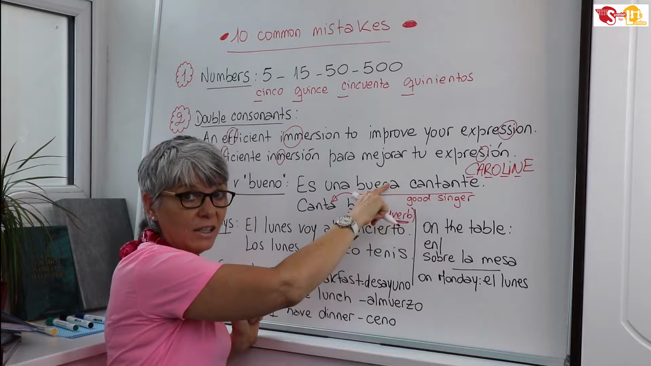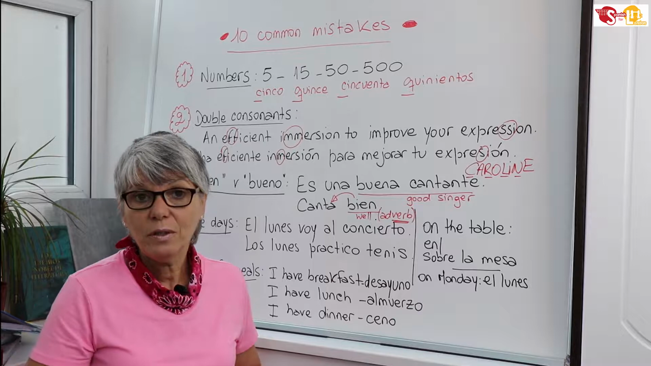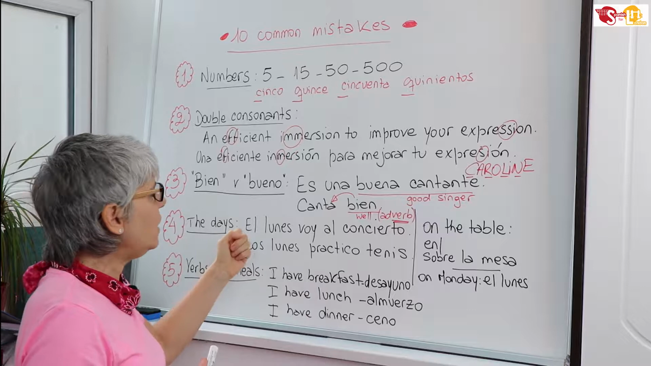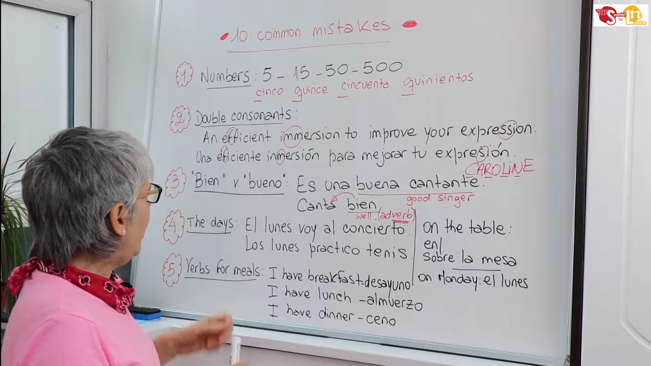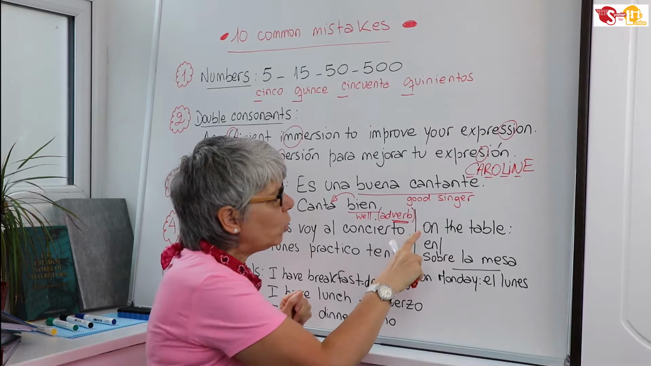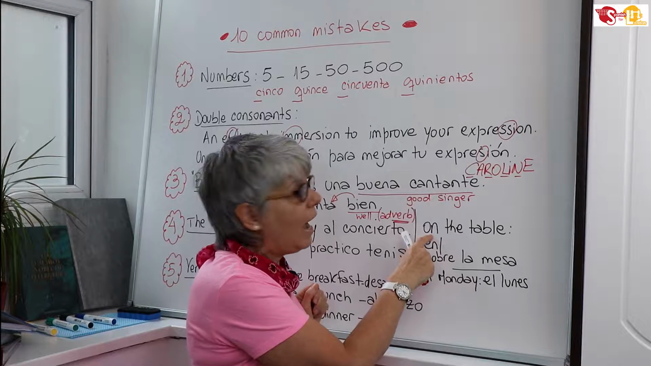Okay, number four, the days of the week. It's very, very frequent to hear students saying, en lunes voy al concierto. Wrong. You have to say, el lunes voy al concierto. What happens is that in English we say on Monday, and you probably know that on could be translated as en. When I say that something is on the table, I say, for example, the folder is on the table.